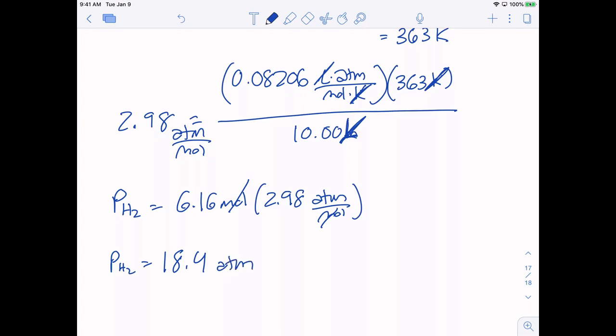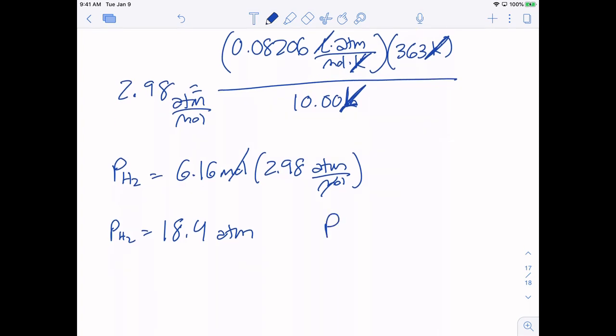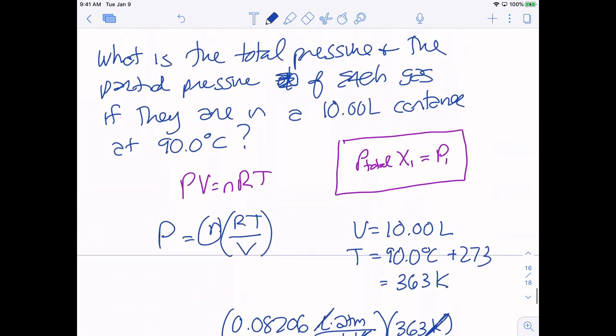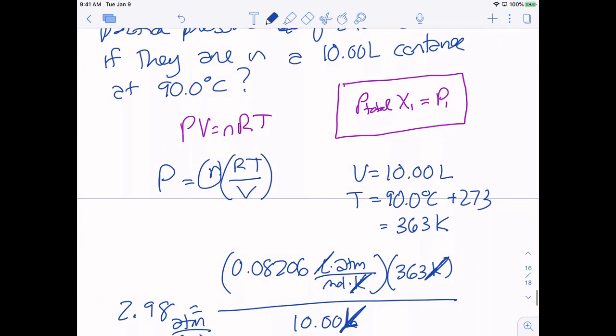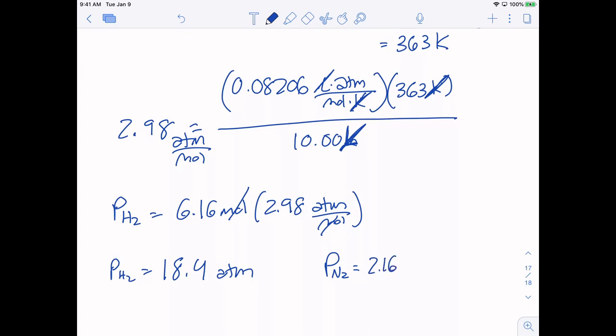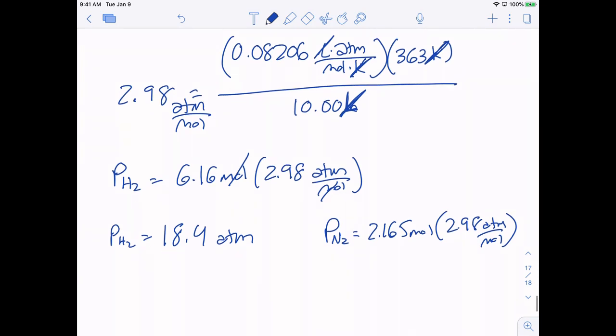I'm going to do the same thing with the other ones then. My pressure for nitrogen, right, is going to be my number of moles for nitrogen. So if I go back up here, 2.165. And then multiply that by 2.98 atmospheres per mole. And again, that's just saving me from having to type in R, T, and V every single time. And when I do that, I get that my pressure for nitrogen is 6.45 atmospheres.